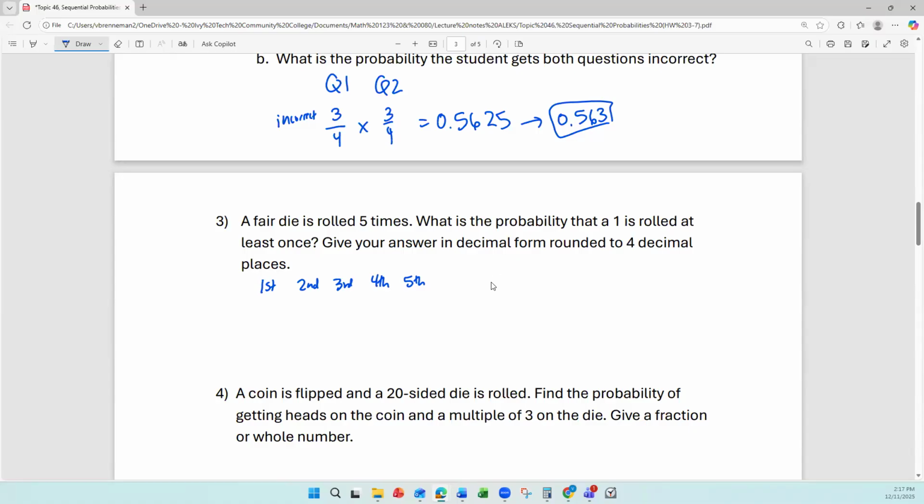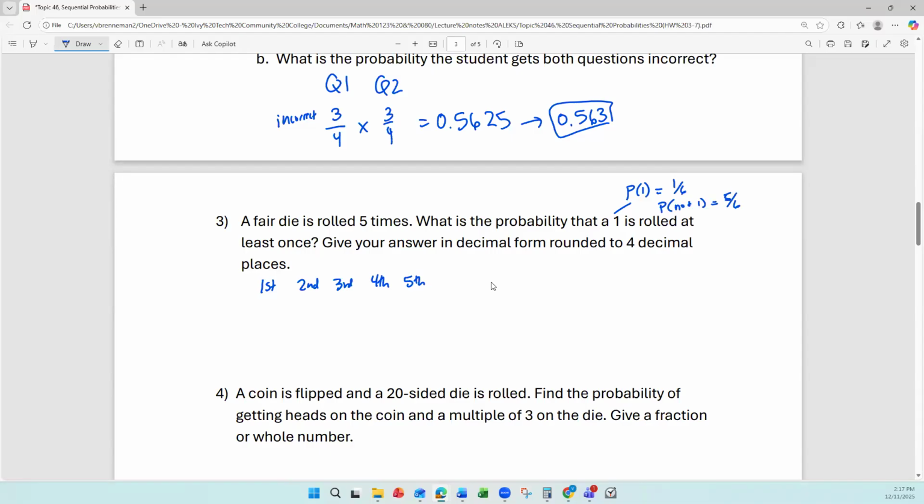And then if neither the first or second is a 1, then if the third is 1, we're good. But if none of the first 3 is a 1, the fourth is a 1, all good. Or if none of the first 4 are 1, the fifth is a 1. We'd have to find all of those probabilities, add them together. And those would involve various sequences. So probability of 1 is 1/6. Probability of not 1 is 5/6.